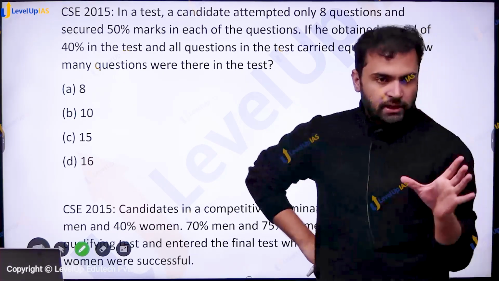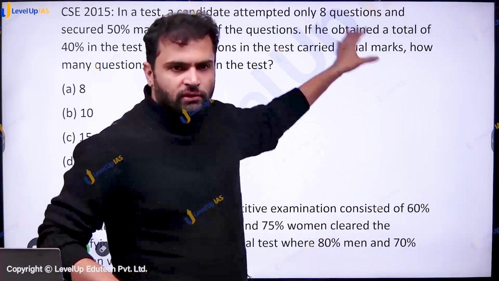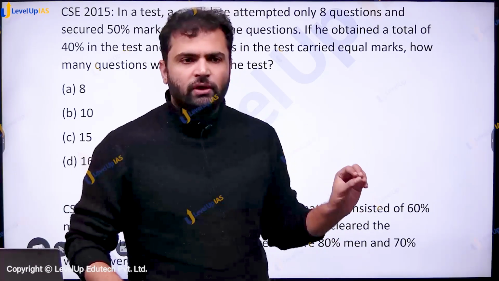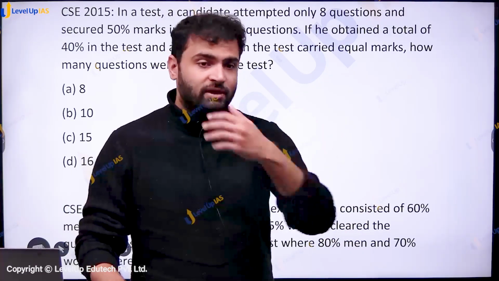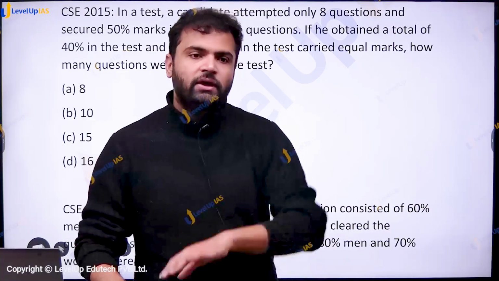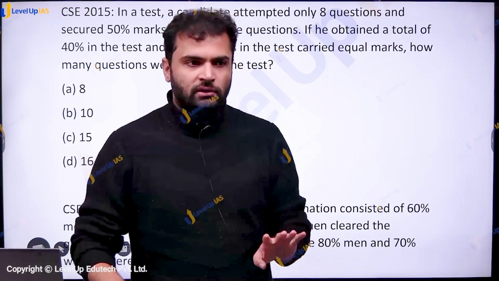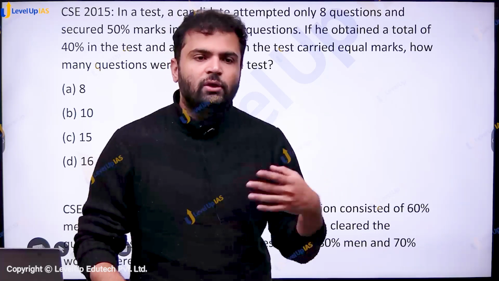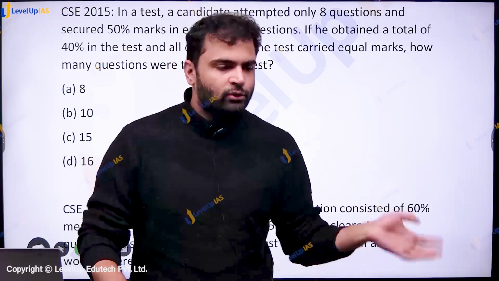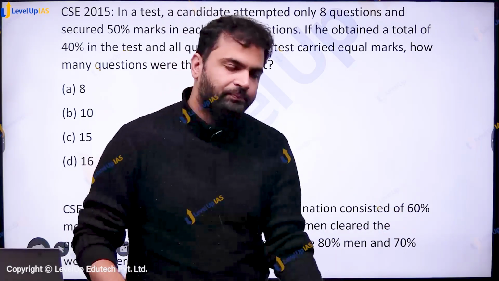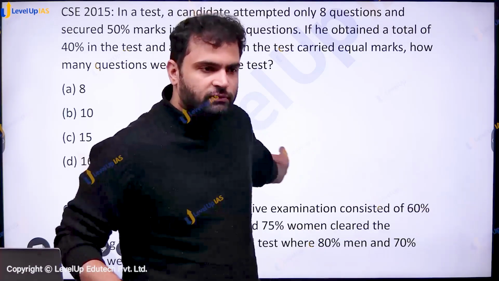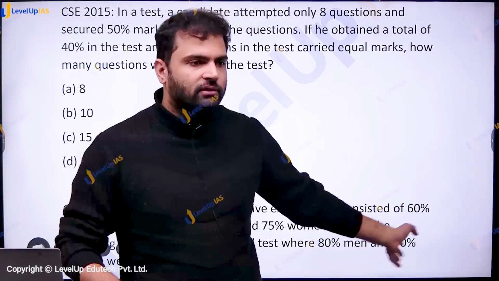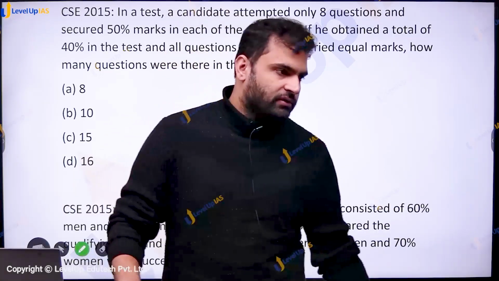Why is this right? What you are doing is, out of 8 questions, every question is equal. So if I get 50% marks in every question, that is equivalent to getting full marks in 4 questions. So 4 questions out of 8, I got marks equivalent to 4 questions, and those are 40%. So 40% is 4 questions, 10% is 1 question, 100% is 10 questions.